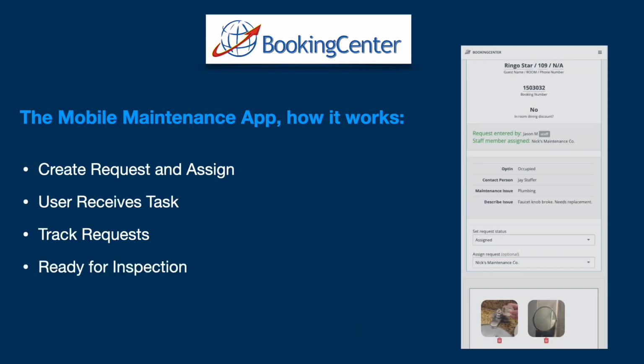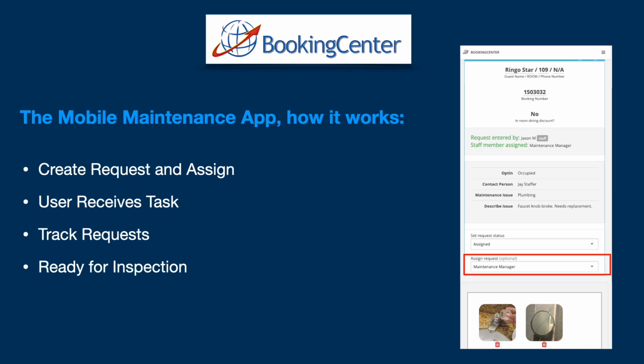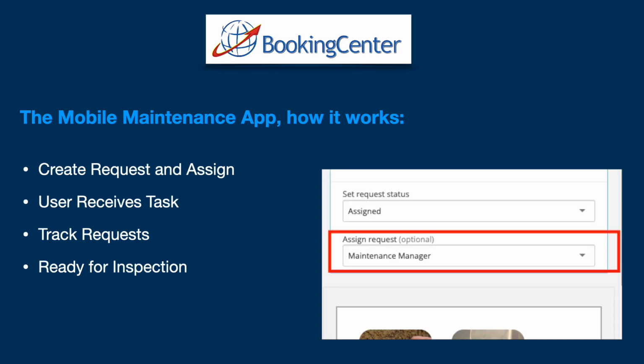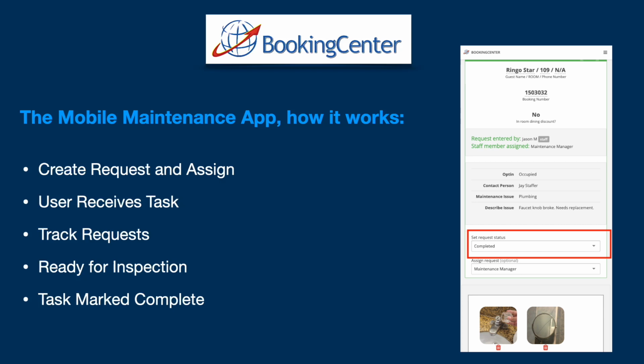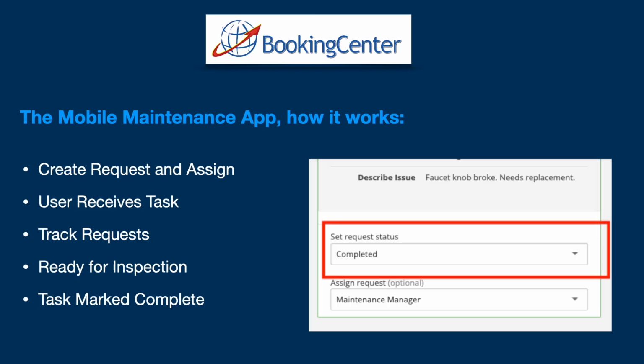When the assigned user has completed the maintenance task, they can submit for inspection by assigning the request to a staff or maintenance supervisor. After inspection, the supervisor could make comments about the maintenance task and reassign the request to another user, or set the request to complete, which closes the task.